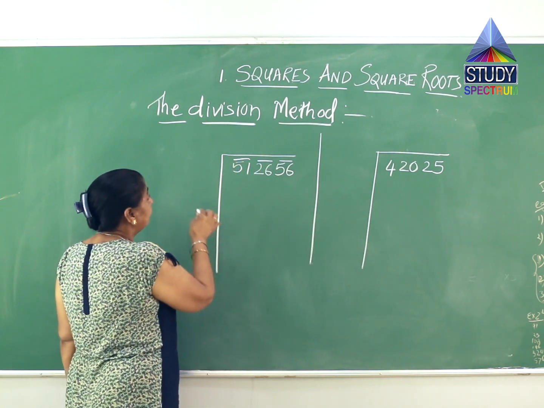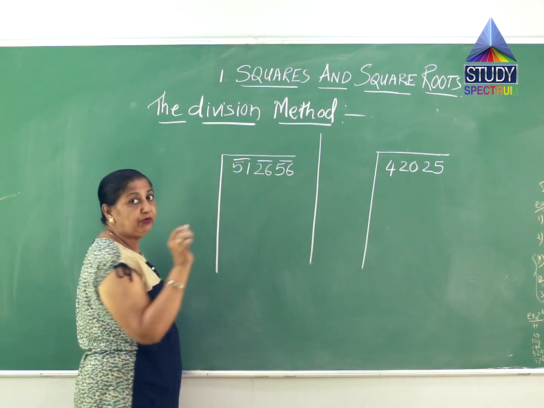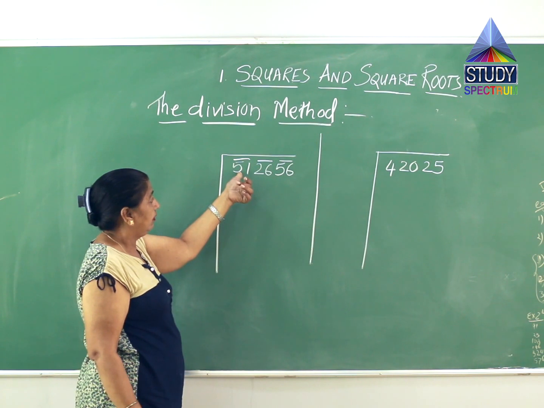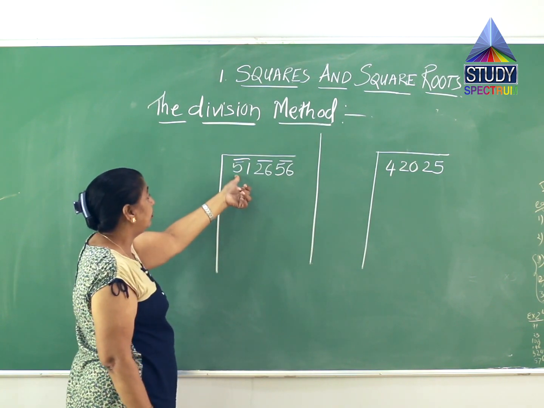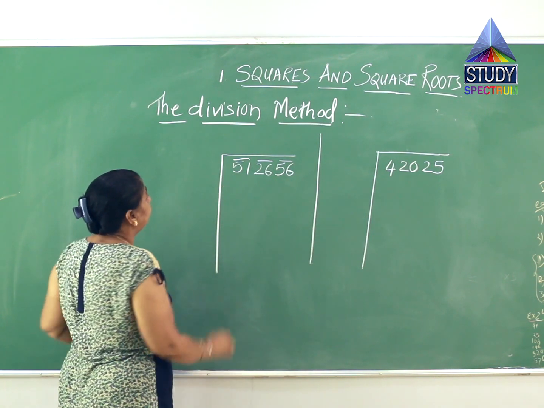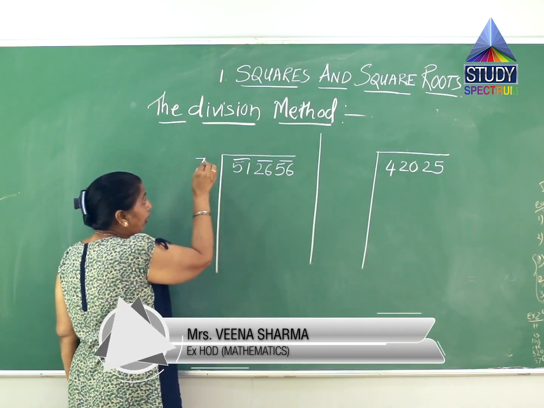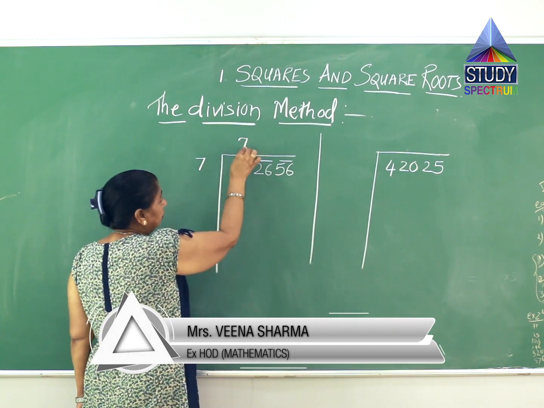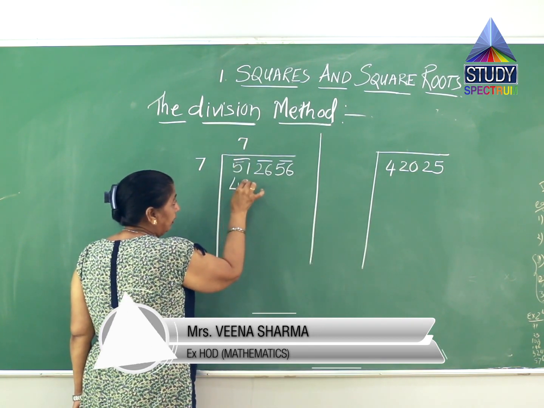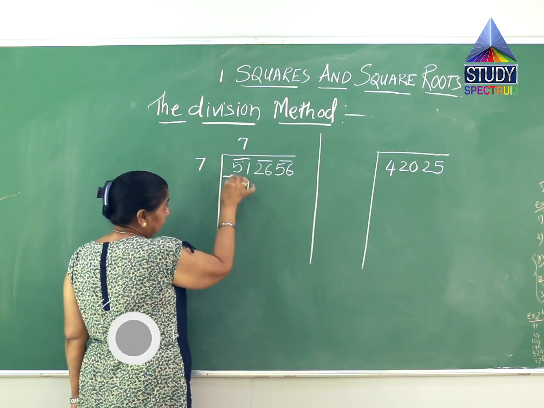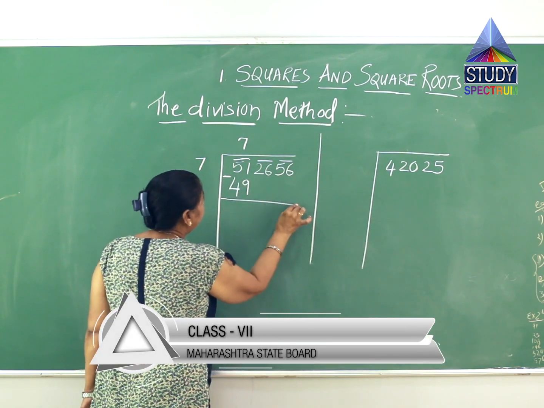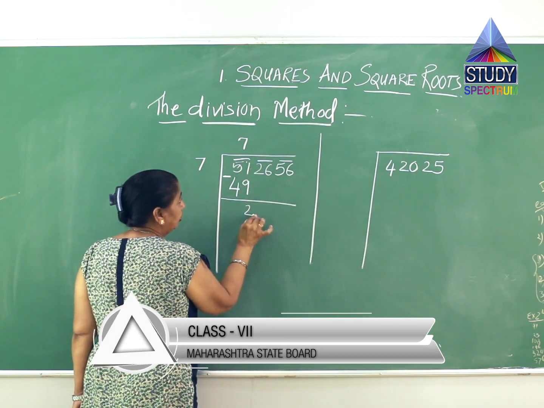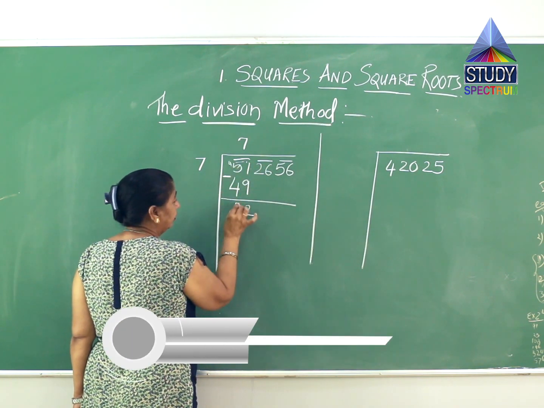Then I'll start with the divisor. I have to take such a number whose square is near to this, and it should not be larger than this number. So I know 7 is the number because the square of 7 is 49. So I'll put 7 over here, write 49 here, then subtract. From 11, 9 will go, it will give me 2, and 4 minus 4 will give me 0.